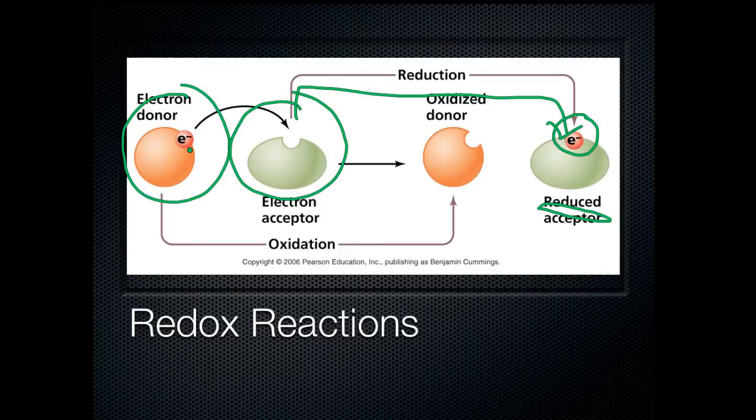The molecule that has given up its electron, right here, has been oxidized. Know that the thing that got its electron stripped off has been oxidized. So if you gain an electron, you have been reduced. If you lose an electron, you have been oxidized. If you can keep that much straight, you'll be pretty good for redox reactions.